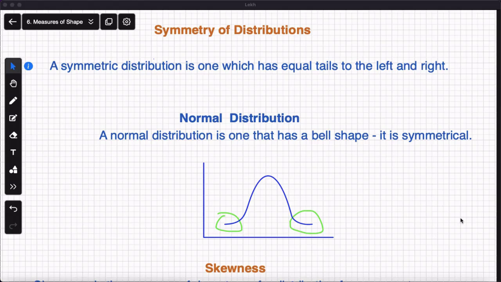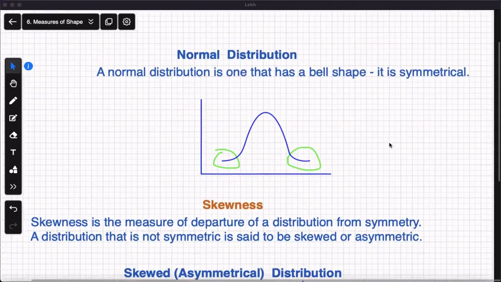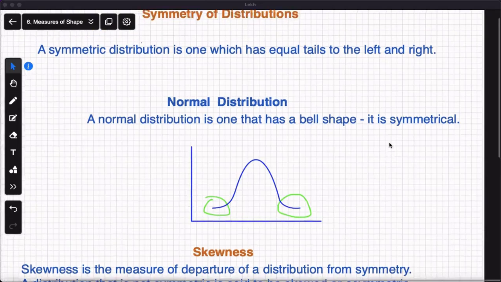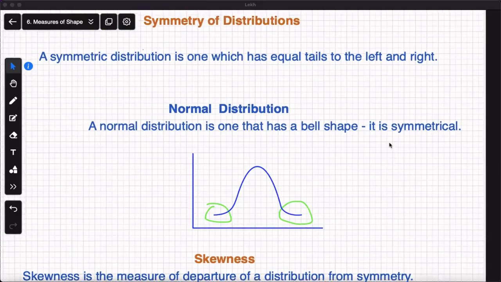Now let's look at symmetry of distributions. A symmetric distribution is one which has equal tails to the left and right. An example of a symmetric distribution is a normal distribution. There are other symmetric distributions, but the normal distribution has a bell shape, and just as we said before, it is symmetric, and its shape looks like this.